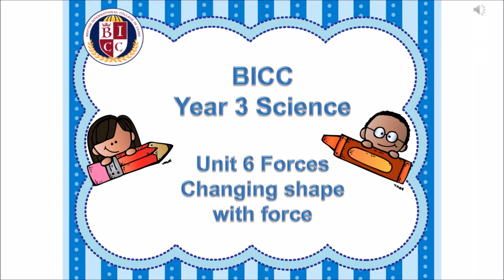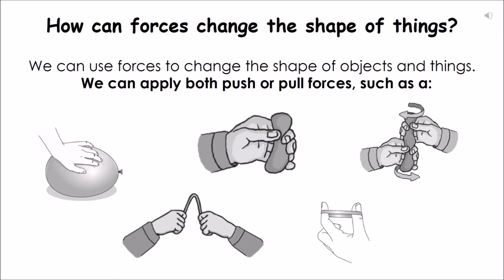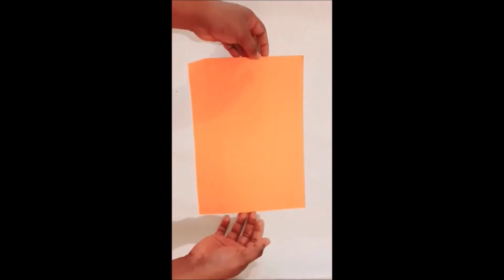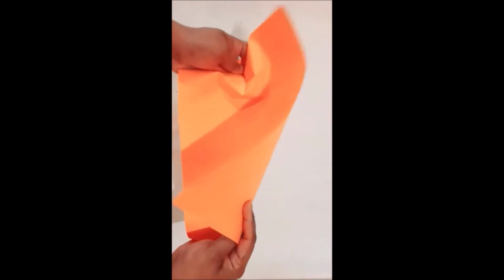Year 3, today for science, we're going to be doing Unit 6, forces and changing shapes of objects with force. We can use forces to change the shape of objects and things. We can apply both push or pull forces, such as a squash, a squeeze, a twist, a bend, and a stretch. Here we have a piece of paper, and we're going to apply some force onto it to change it.